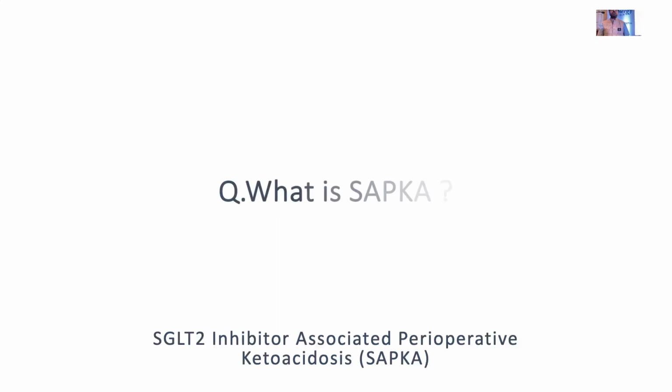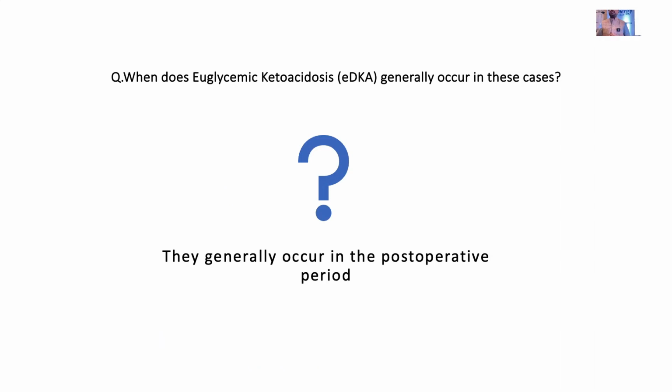So there is now a specific terminology, which is called SGLT2 inhibitor associated perioperative ketoacidosis. Instead of using the term euglycemic ketoacidosis, there is a term called SEPCA, right? So it's SGLT2 inhibitor associated perioperative ketoacidosis. There's a very specific term for that. This is so common that it is the reason which has led to this.